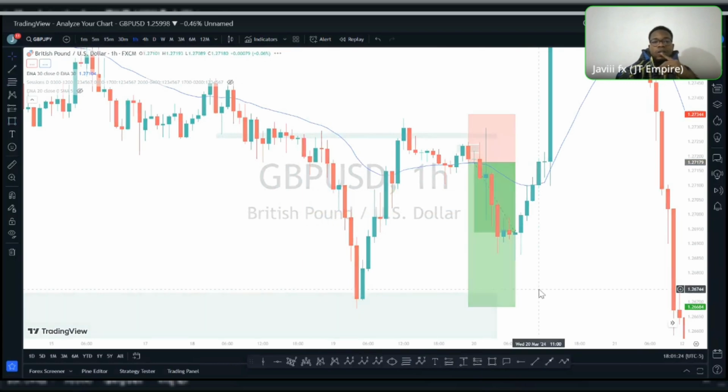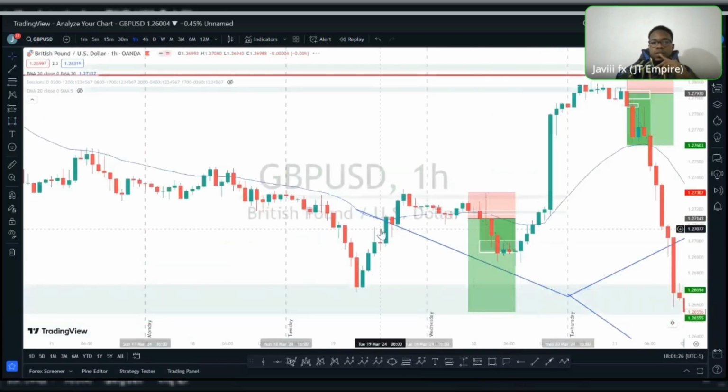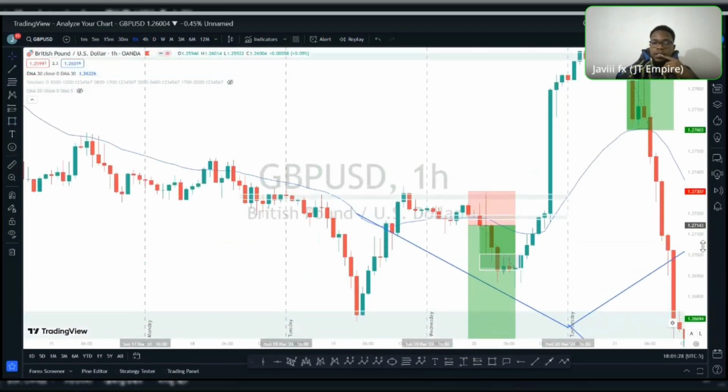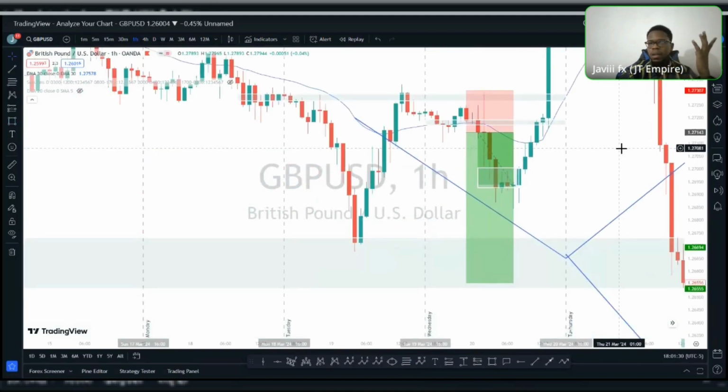Let's go on the actual setup now. The GU setup, and there we go. This is what actually took place. Pretty simple setup. That was the second trade that we looked at this week.